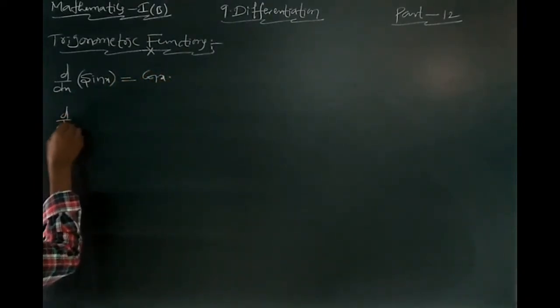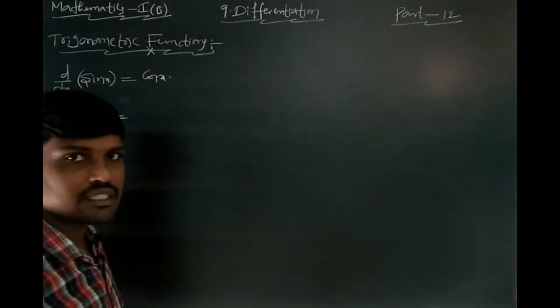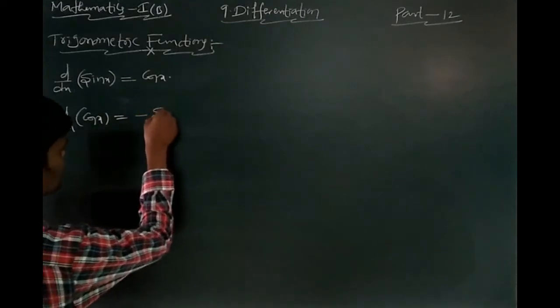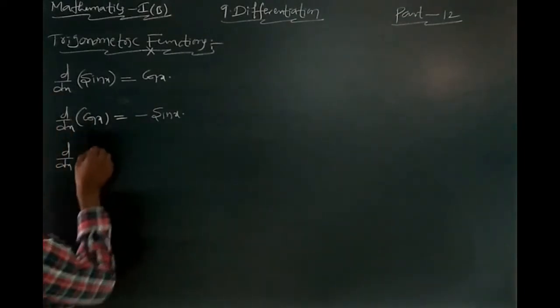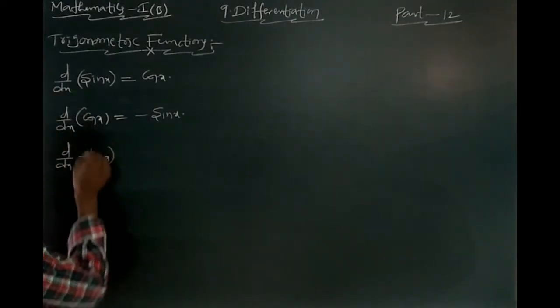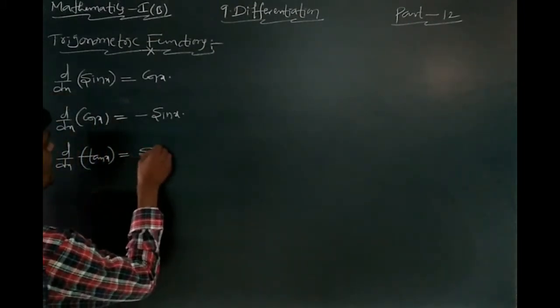The next formula is the derivative of cos x, that is d by dx of cos x. The value of d by dx of cos x is minus sin x. Next, the derivative of tan x. What is the derivative of tan x? The derivative of tan x is secant square x.